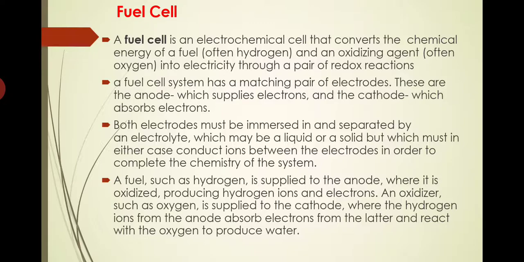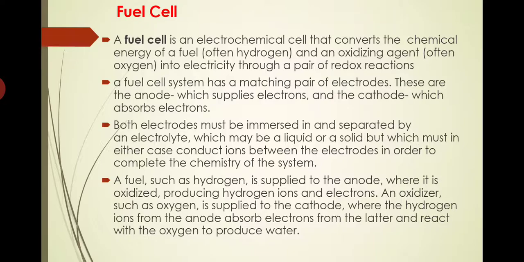In a fuel cell, a fuel such as hydrogen is supplied to the anode, where it is oxidized. In the anode it will get oxidized, producing hydrogen ions and electrons. By oxidation, we will be producing hydrogen ions, H plus, and along with that electrons also will be produced. On the other side, at the cathode, an oxidizer such as oxygen is supplied, where the hydrogen ions from the anode absorb electrons and react with oxygen to produce water.